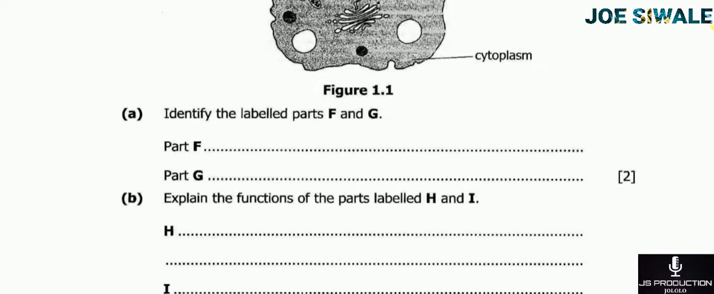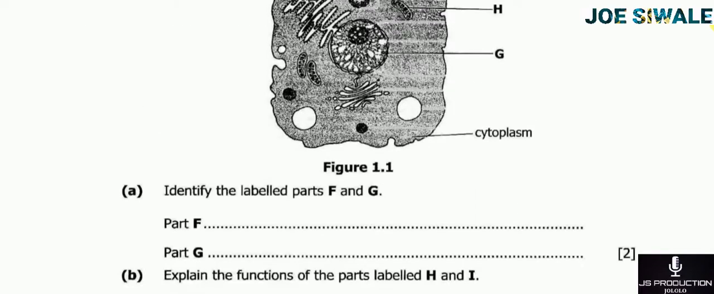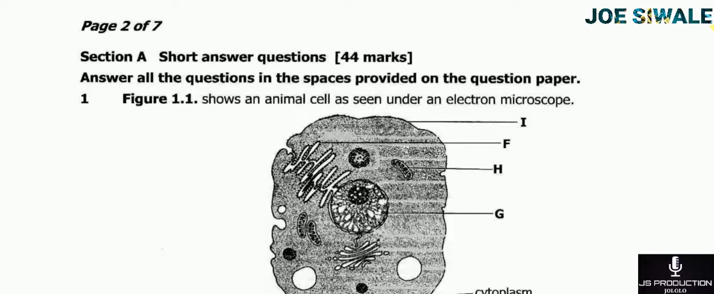Then what's the other part? The function of part I. So part I, that's the cell membrane. The function of the cell membrane is to allow some substances to pass through in and out of the cell. That's why it is also referred to as a selectively permeable membrane.